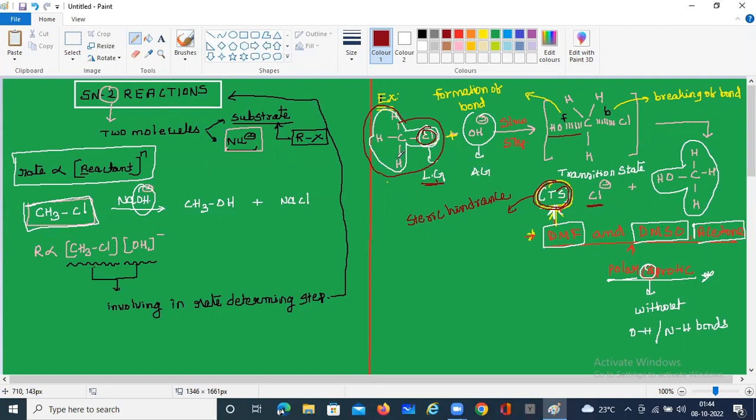Steric hindrance means what? The number of molecules like that. See, hydrogen, hydrogen, hydrogen, and chlorine, and here that OH minus is going to be surrounded to what? This carbon. Okay. So that is nothing but what? Steric hindrance.